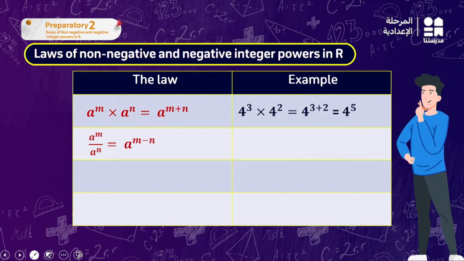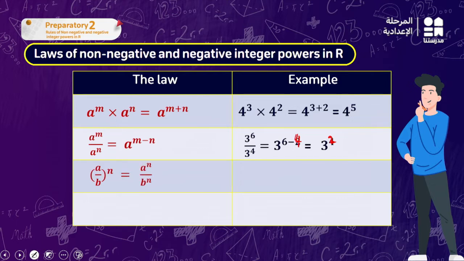Next one, when we divide we subtract the powers. a to the power m divided by a to the power n, the result will be a to the power m minus n. For example, 3 power 6 over 3 power 4 is 3 to the power 6 minus 4, and it will be 3 to the power 2. We must subtract the powers: when we divide we subtract the powers.